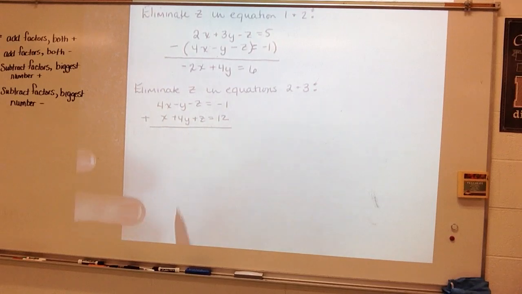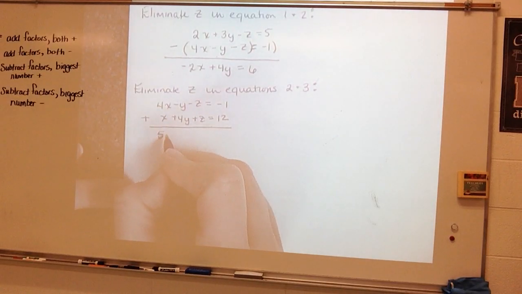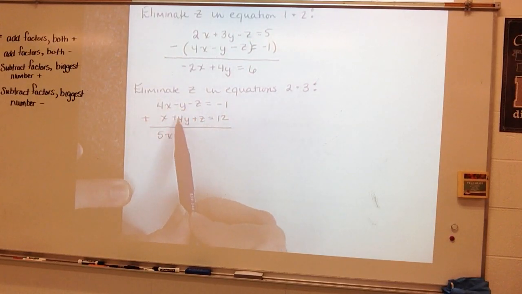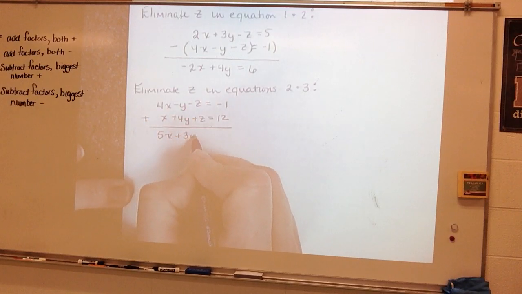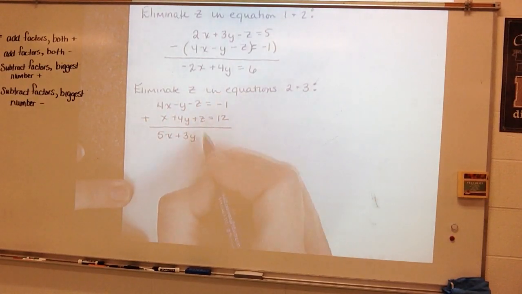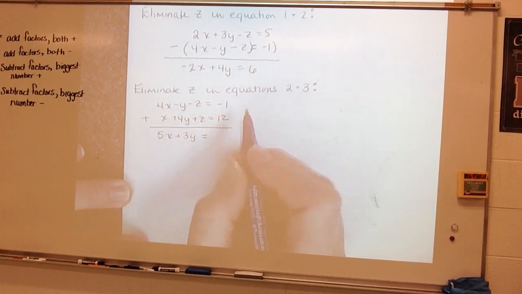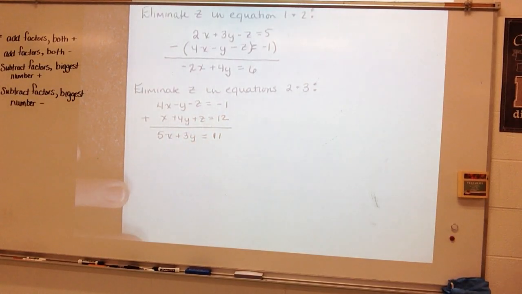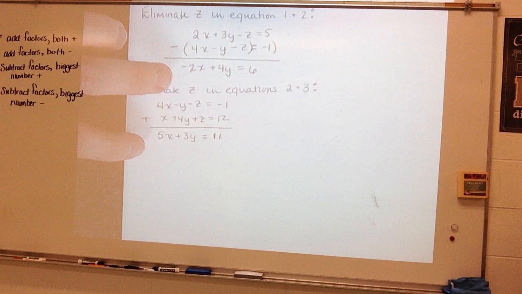Alright, so now 4x plus x is 5x. Negative y plus 4y is 3y. Negative z plus z is 0. And then negative 1 plus 12 is 11. Alright, so now I have two equations that only have two variables. So our new system of three equations in 3 variables has two equations with only two variables in it.